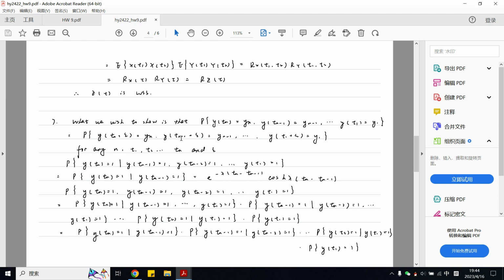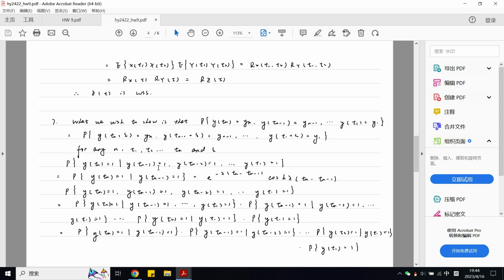equals the probability that Y(t_n + c) equals y_n, Y(t_{n-1} + c) equals y_{n-1}, and Y(t_1 + c) equals y_1, for any n, t_1, t_2, ..., t_n, and c.